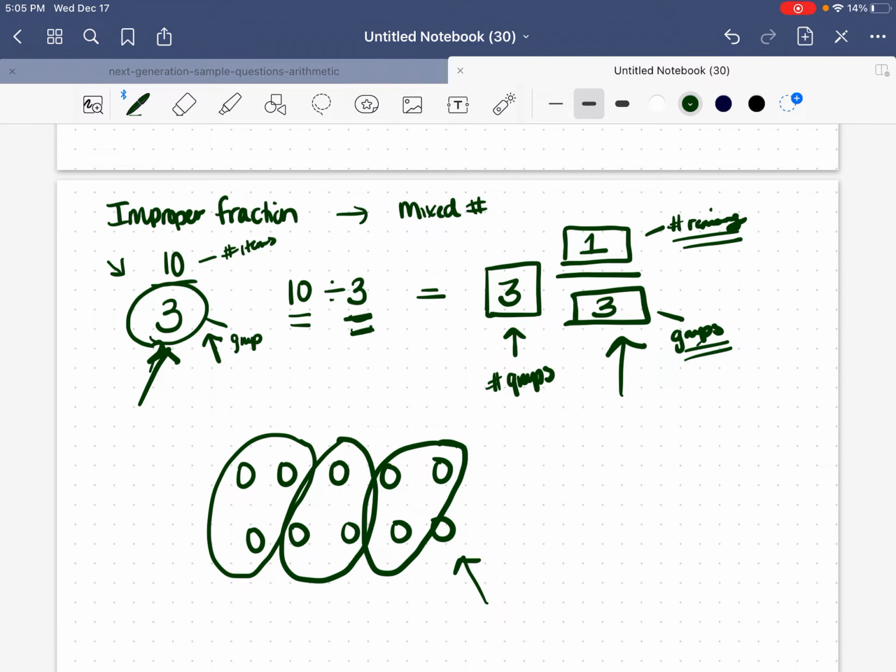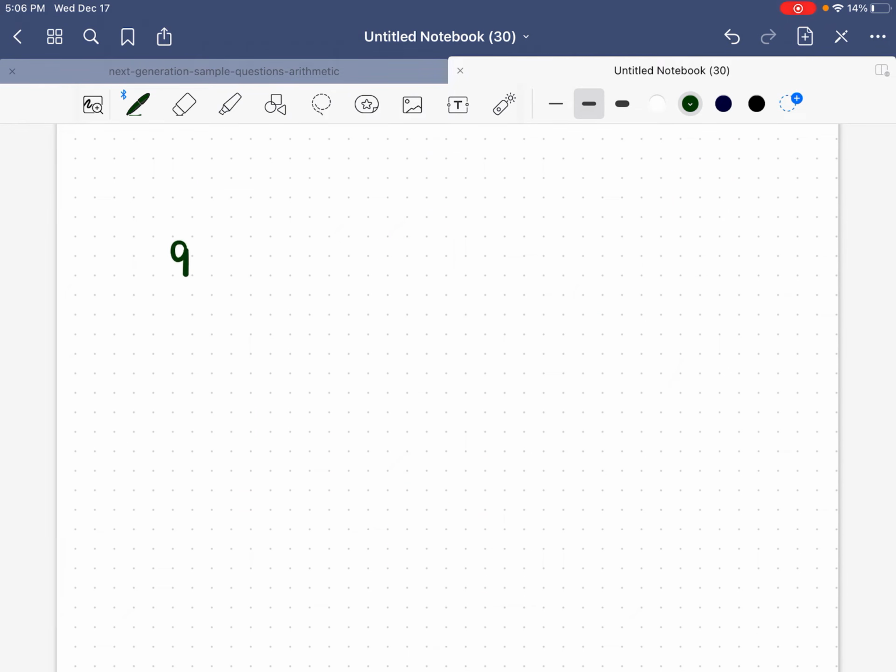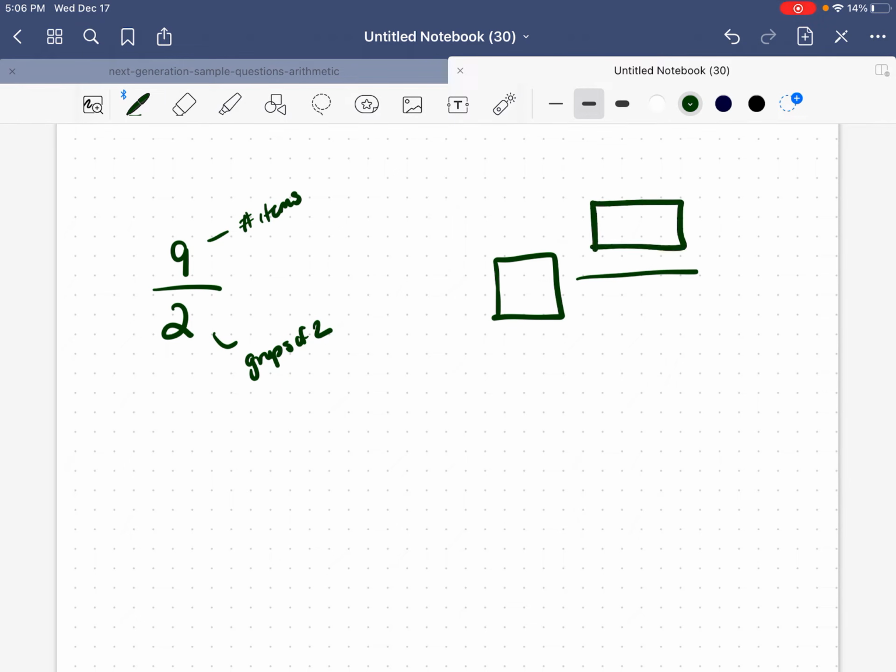Let's go ahead and try this again to see if it really works. So we're going to do 9/2. We're going to remember that 9 is the number of items we have, and 2 is we're making groups of 2. Okay? Now we know that this is a mixed number, so there's going to be a whole number in the front, and then there's going to be a fraction. This is the number of groups you can make. This is the number of things remaining.